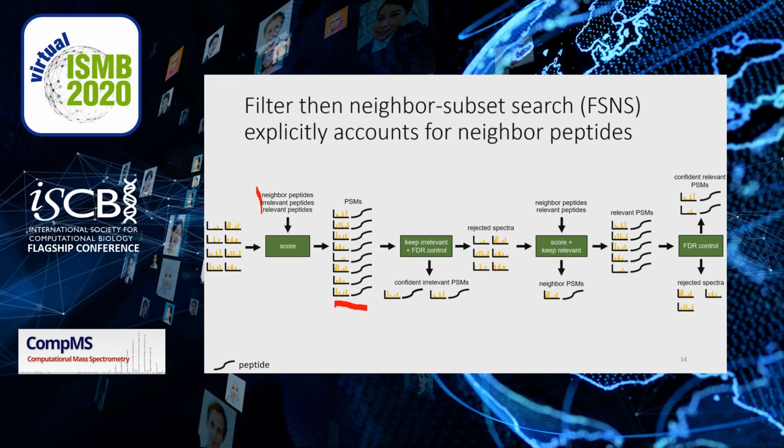With that list of PSMs, you're going to remove any PSMs that match to relevant or neighbor peptides, and therefore you only keep irrelevant PSMs, which then go through FDR control. And so now you're going to get a list of confidently detected irrelevant PSMs and all rejected spectra. You're going to take these rejected spectra and do a second database search against neighbor peptides and relevant peptides. After that scoring process, you're going to filter out any PSMs that match your neighbor peptides so that you only end up with relevant PSMs. This list of relevant PSMs then goes through FDR control so that in the end you get your confident list of relevant PSMs.